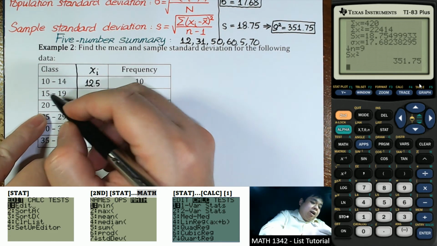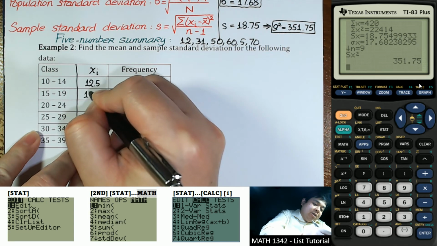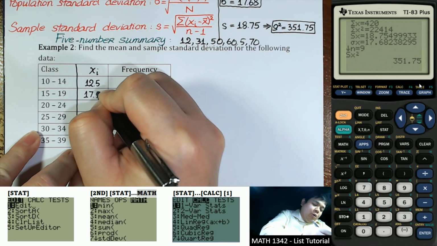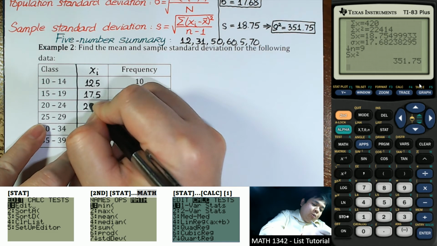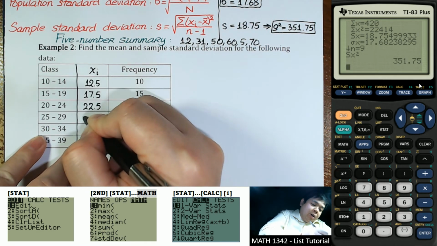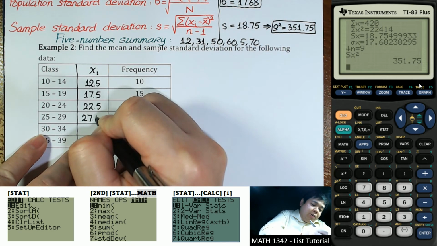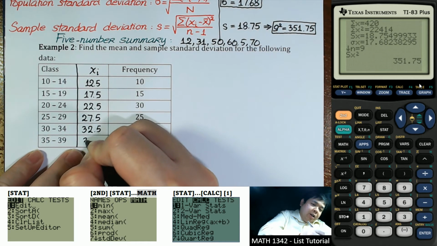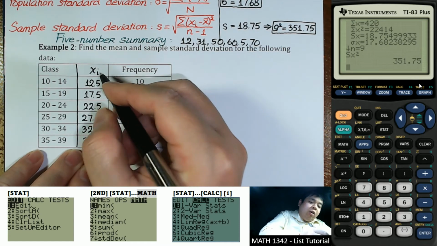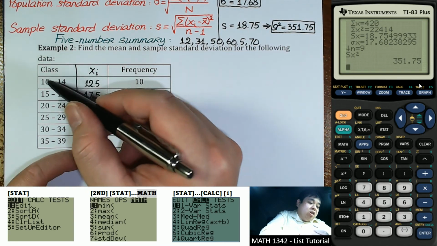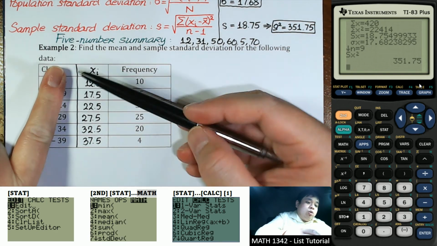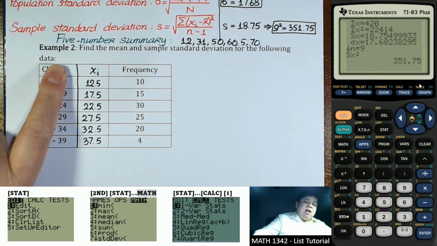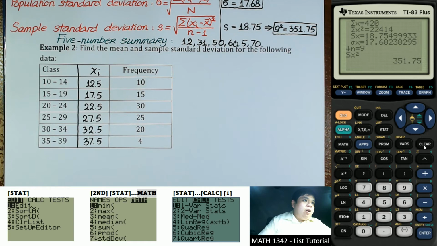Right. Next, the average of this is 17.5, 22.5, 27.5, 32.5, and 37.5. So we find a class midpoint to represent the whole class. And now we're just going to use this as the first list, and the frequency as the second list. Right. So again, I'm just going to use a calculator here.